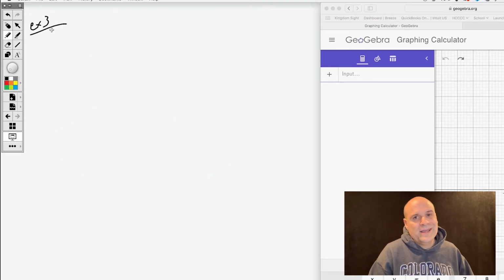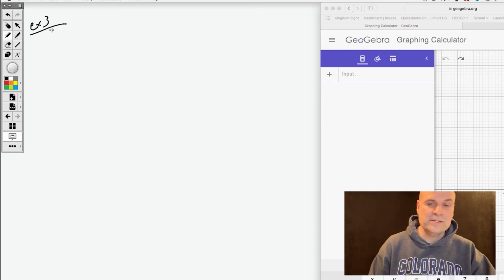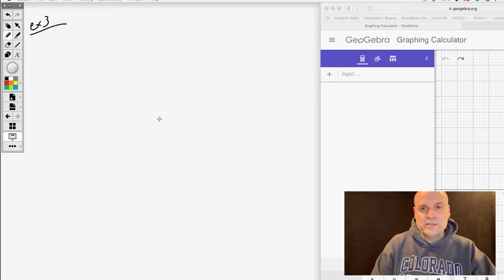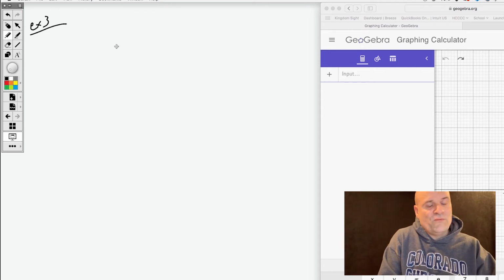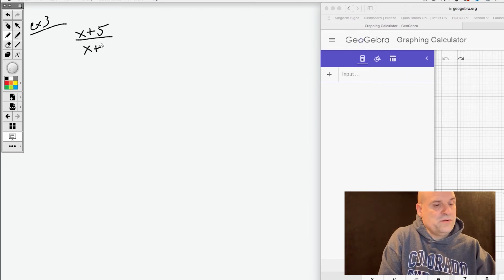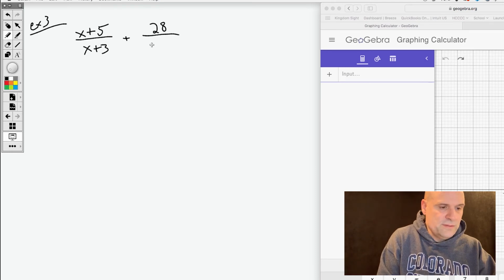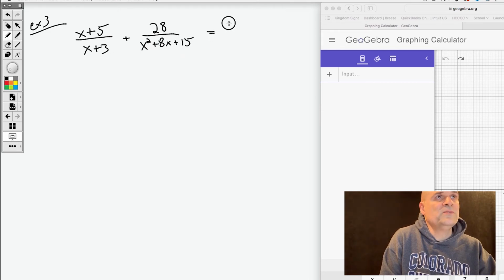All right, there's no a and b, so it's one big crazy one. This is the third way to solve for rational equations, and this is just finding a common denominator. So x plus 5 over x plus 3 plus 28 over x squared plus 8x plus 15 all equals 4.